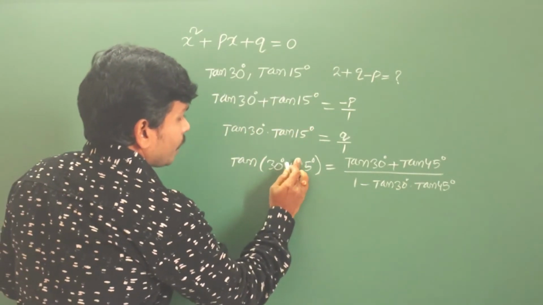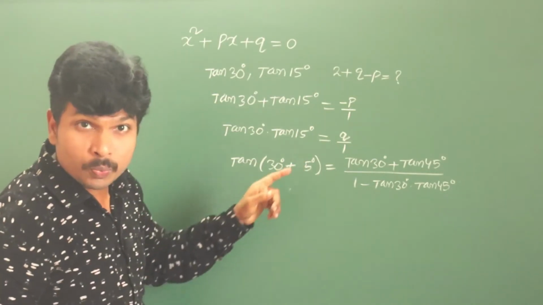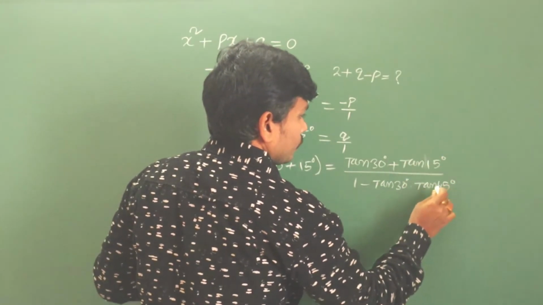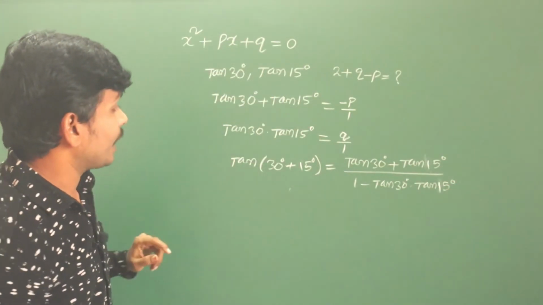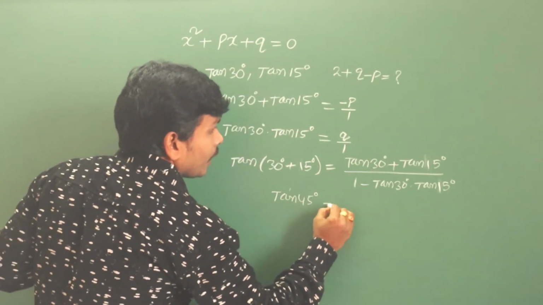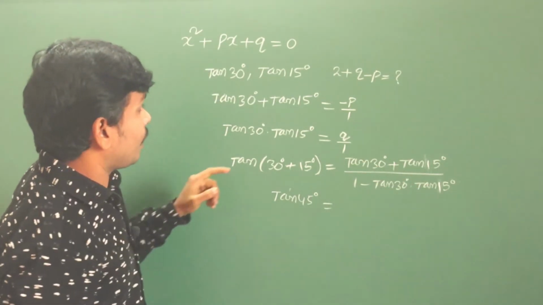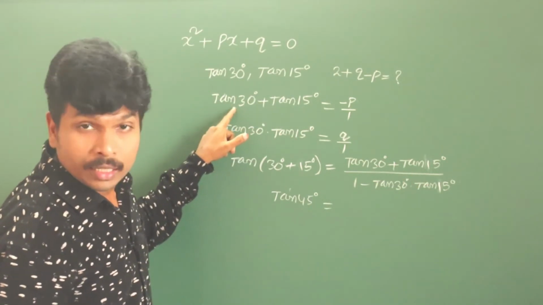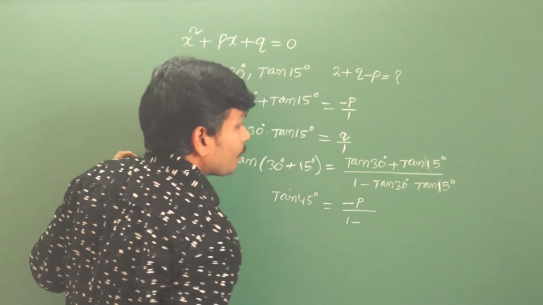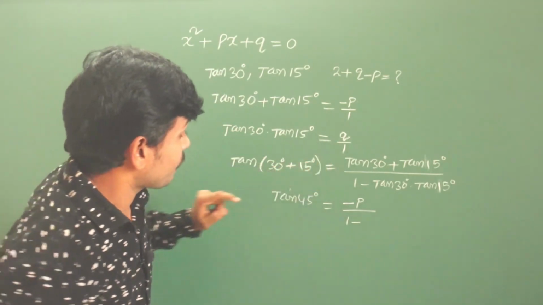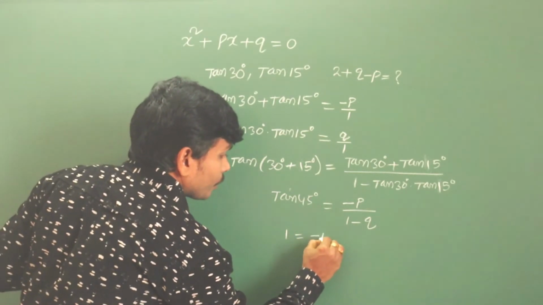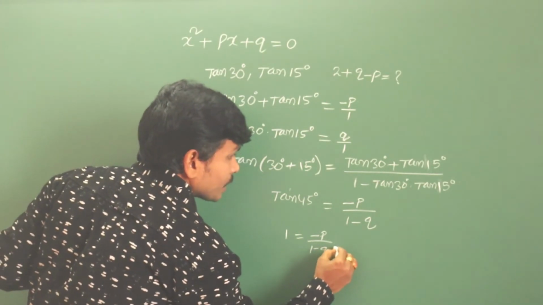It is not 45, students. Observe, it is 15 degrees. One root is tan 30 and the other root is tan 15. So now 30 plus 15 degrees is tan 45 degrees. See here, tan 30 degrees plus tan 15 degrees value, you know. What is it? Minus p by 1 minus tan 30 into tan 15 degrees, whose value is q. And tan 45 value is 1. So 1 is equal to minus p by 1 minus q.